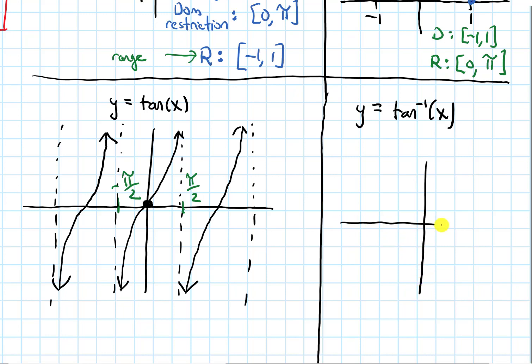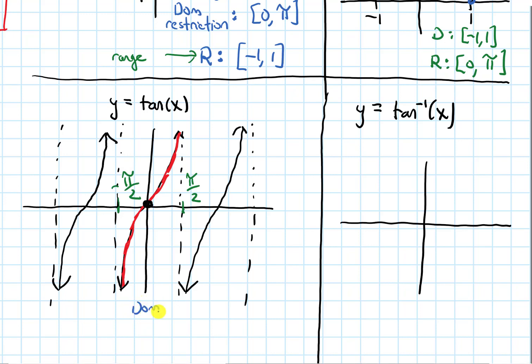I'm going to draw on some axes, and I want to first have you pause the video for 1 minute. And actually, sorry, before we get into the pause, let me talk about where we are going to restrict this graph. Remember, the convention for tangent is that we restrict it to this middle portion so that it ends up passing the horizontal line test.